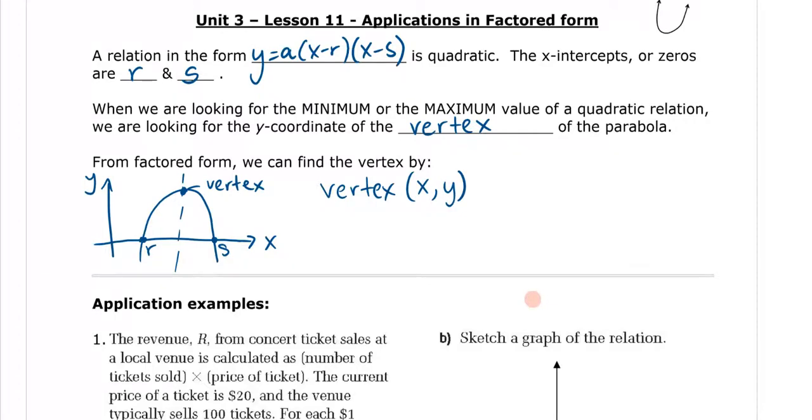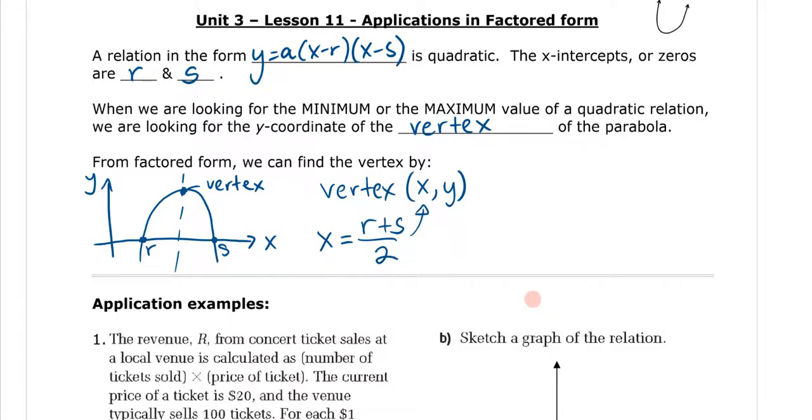And x can be found from the factored form. Remember, x is the average of your x-intercepts. The average of the x-intercepts gives you your axis of symmetry. It's the halfway point, the midpoint. So if I add r and s and I divide by 2, that will give me my average. That will give me my x value.